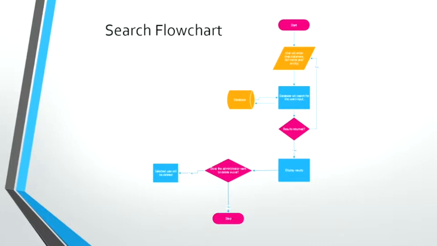If no results are returned, they'll be directed back to the user input. But if results are returned, it will display the results. After every result, there is a delete button. So the next decision is, does the administrator want to delete a user? If they don't want to, the program will stop. And if they do, that selected user will be deleted from the database.